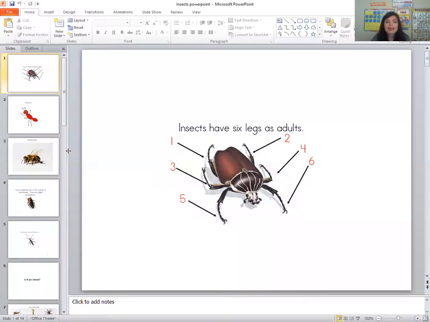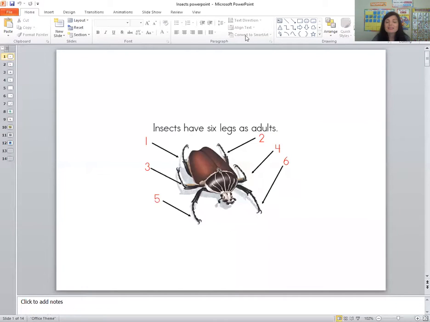So I'm going to tell you all about insects. And you might be surprised at what it takes to be an insect. Take a look at this first slide. Insects have 6 legs. Did you know that? All insects have 6 legs when they're grown-ups. Let's count them. 1, 2, 3, 4, 5, 6. Insects have 6 legs.